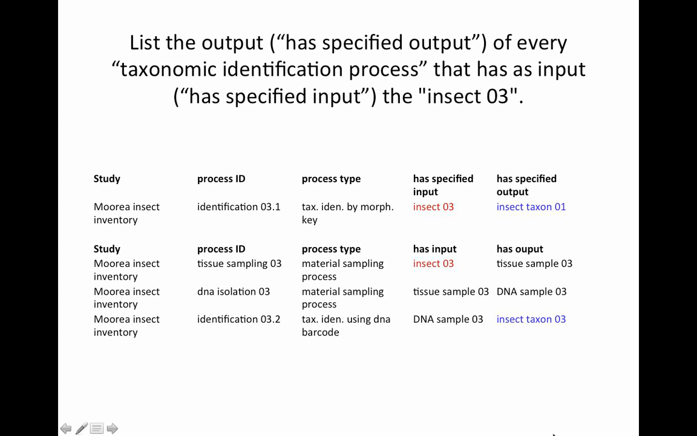You could do a slightly more complicated query, for example, list the output of every taxonomic identification process that has as its input insect 03, this organism. In this case, the first result is fairly straightforward. You have a process which has direct input insect 03 and directly outputs the name insect taxon 01. The other result is slightly more complicated because the input insect 03 actually goes into this material sampling, tissue sampling process. But through a series of different sampling inputs and outputs, this chain finally ends up with this output of an insect taxon name from this taxonomic identification using DNA barcoding.